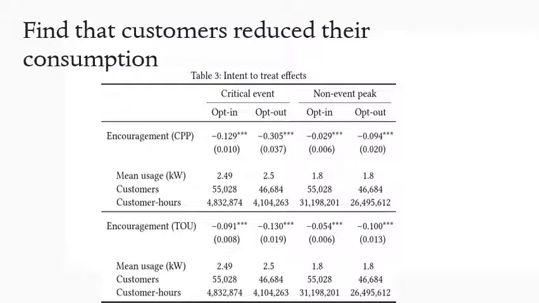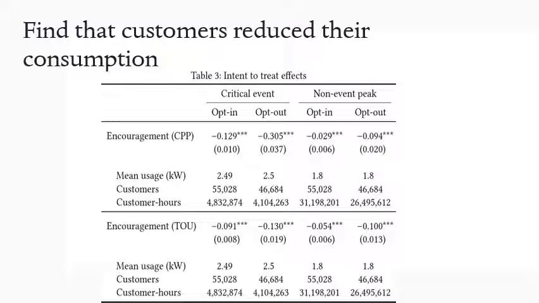The study finds that customers reduce their consumption in response to the treatment. Not too surprising. The top panel is the encouragement group for the critical peak pricing, and the bottom panel is the encouragement group for the time of use pricing. All of the effects for the opt-in and the opt-out are negative and statistically significant. These are in kilowatt hour changes. The stars represent statistical significance, so these are all statistically significant. And you can see that there's a decline in consumption for each of the treatment groups, and this is what the utility would like to see.